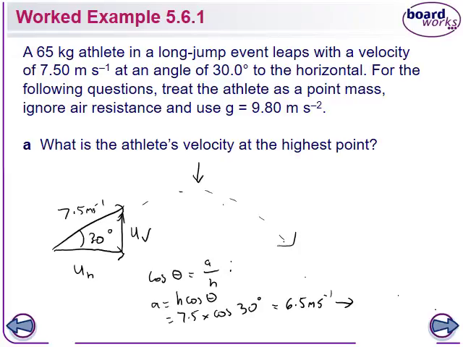Okay, UH. Once you've got that, because our horizontal speed doesn't change anywhere throughout the arc, that UH is going to be the same horizontal velocity whether it's at the start, at the end, or at the peak. All right. Any questions so far? Are we okay with this? All right.